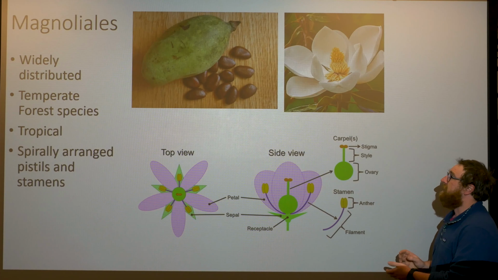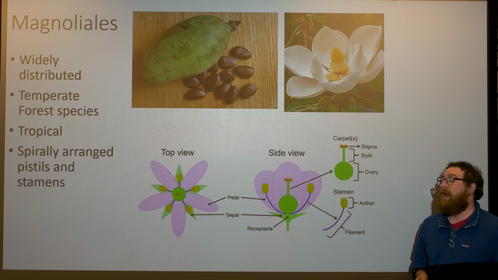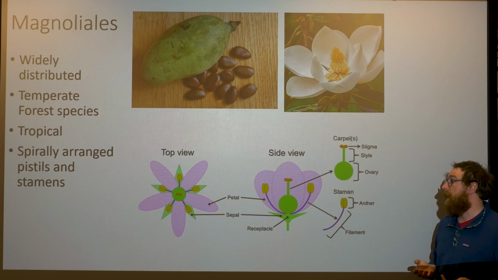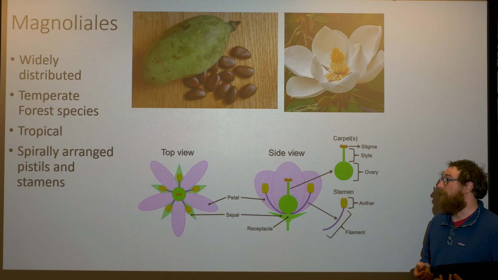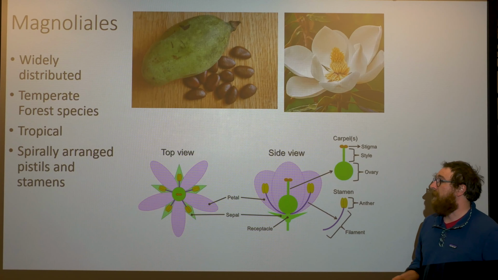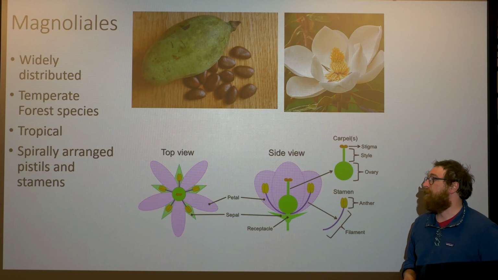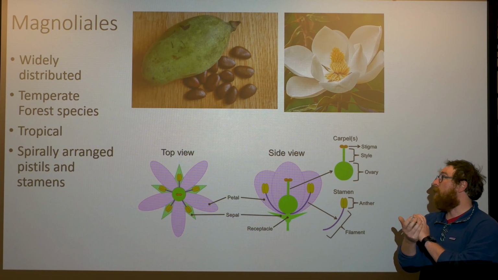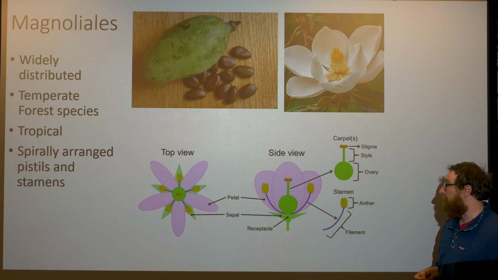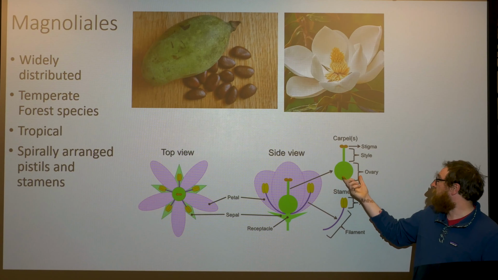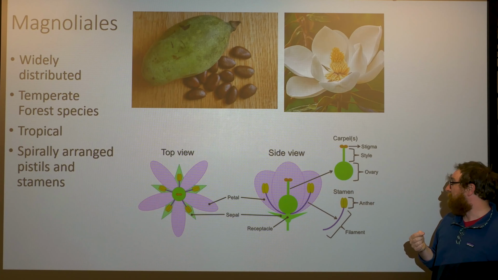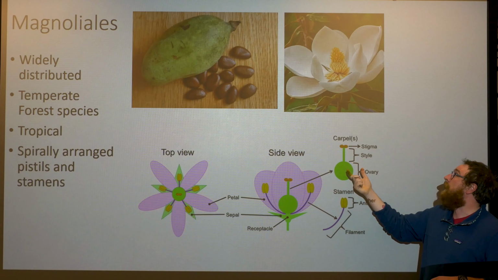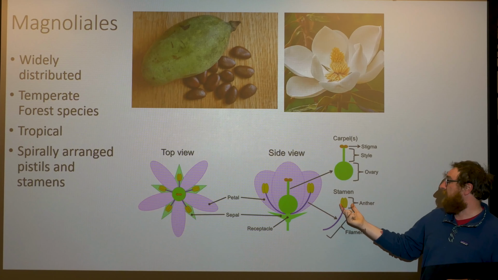What is really kind of fascinating is their flower format, because their flowers are very unique compared to a lot of the other flowers we'll be talking about for the remainder of the semester. They're going to be spirally arranged, and their pistils and stamens are also clustered and spiraled along with the petals. In fact, the carpels, the female part of the system, are really large and chunky, and they kind of support the stamens directly.